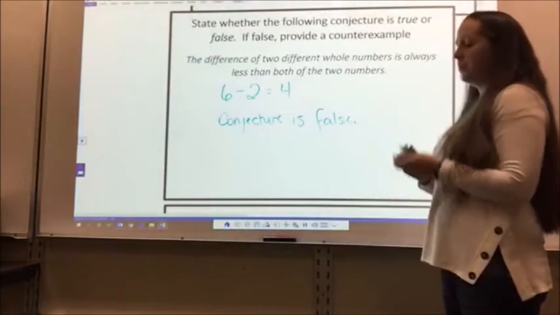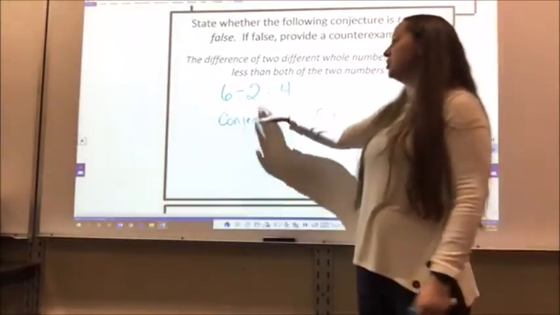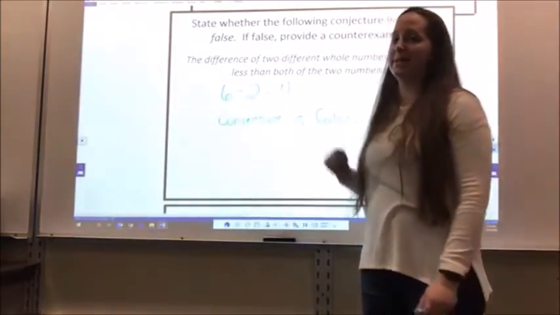Okay. We prove the conjecture is false because 6 minus 2 equals 4. 4 is less than 6, but it's not less than 2.